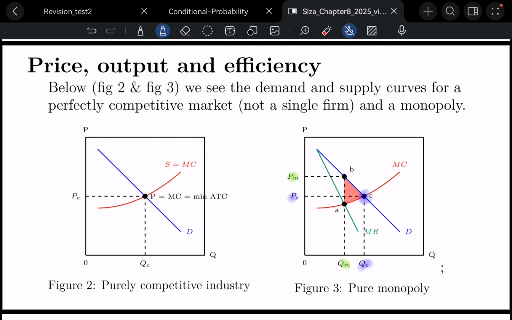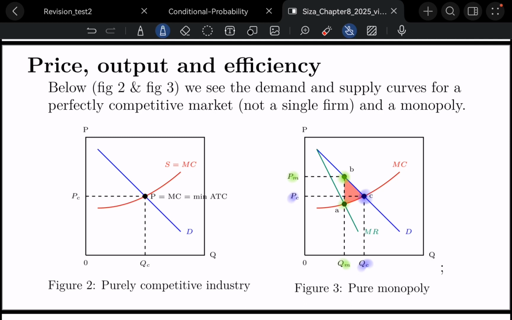The pure monopoly would first figure out the profit maximizing quantity, which is QM. They figure out where marginal cost is equal to marginal revenue, and then they sell at point B on the demand curve, where the price will be PM and the quantity is QM. So because of that, we end up with a deadweight loss. The deadweight loss is the red triangle there. That red triangle is a deadweight loss, sometimes called an efficiency loss.